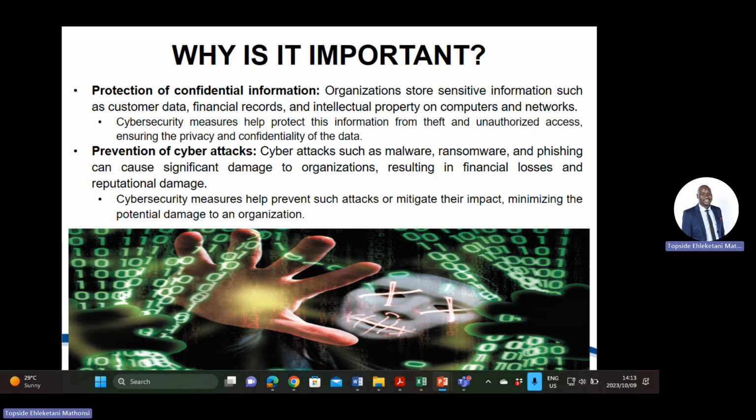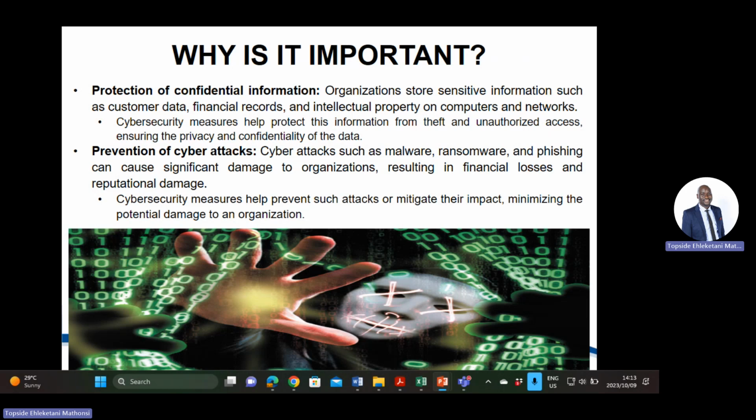Why is cybersecurity important? There are a number of points, but we are going to look at 4 of them. The first one is the protection of confidential information. Why do we need to protect confidential information? Because organizations store sensitive information such as customers' data, financial records in banks, and intellectual property on networks and computers. So we need to make sure that this information, that these organizations hold, or our own information that we post online, is secured. So that is why cybersecurity is very, very important.